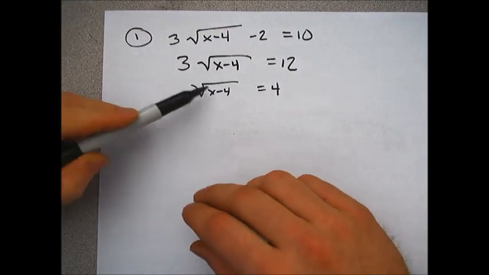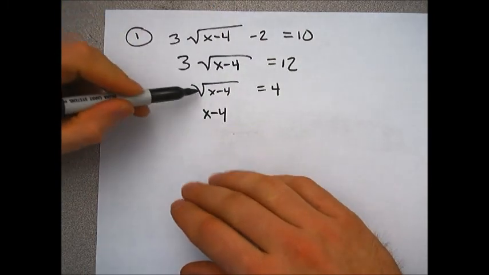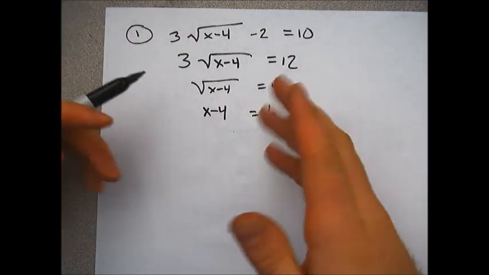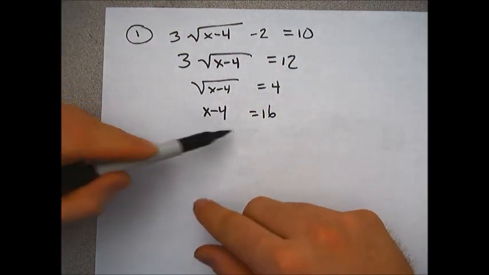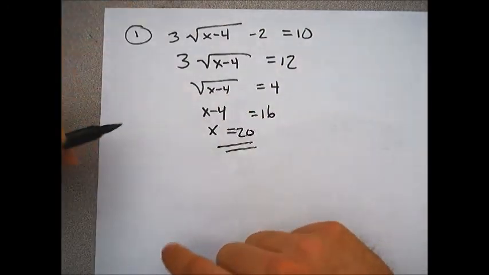To undo something that's under a radical, you square both sides. So when I square the left, that radical goes away. And then I square the right, because whatever you do to the left, you do to the right. I want to solve for x, so I'm going to add 4 to both sides, and x is equal to 20.